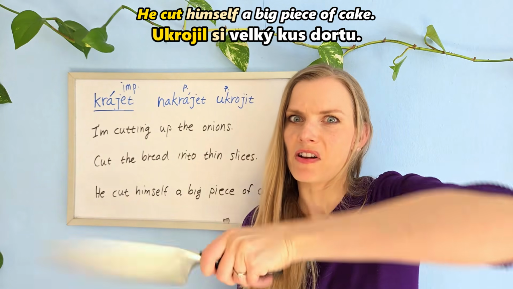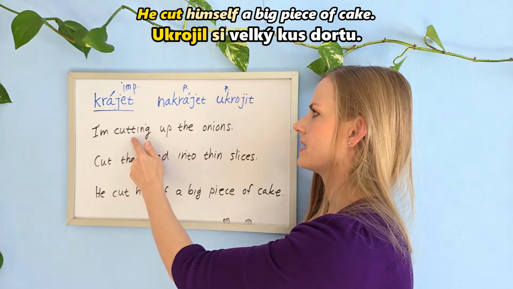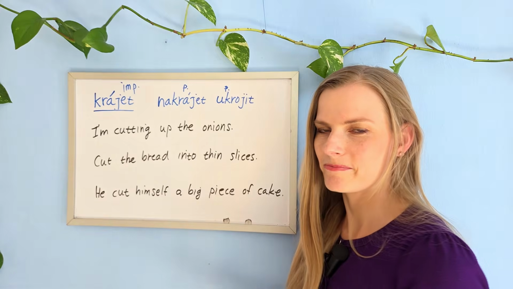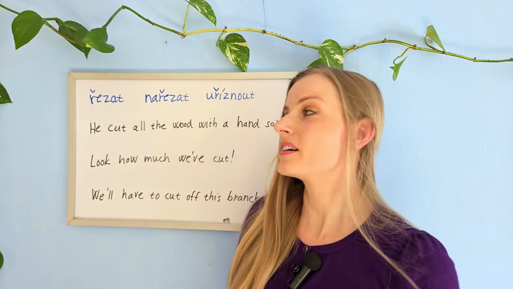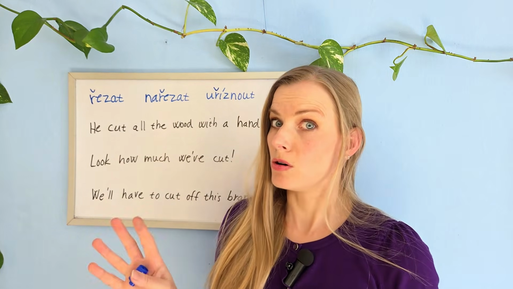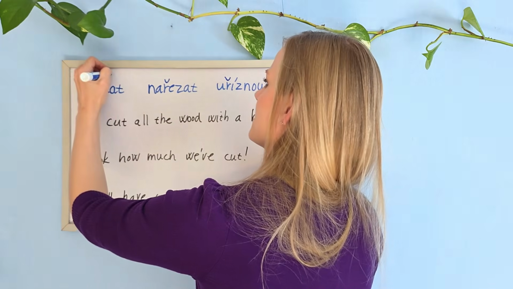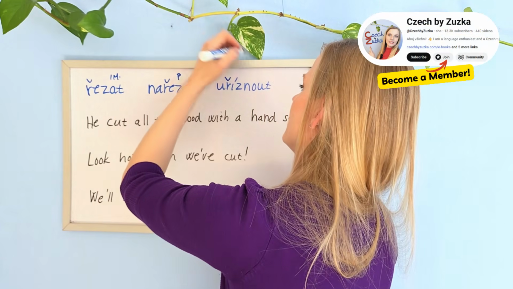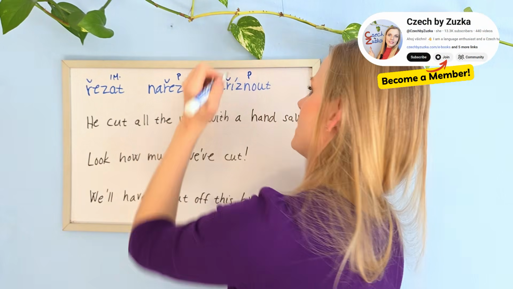Ukrojil si velký kus dortu. Krájet, nakrájet, ukrojit. And now we are cutting with a saw. Řezat. This is the imperfective verb. This is the perfective. Nařezat. And uříznout is perfective as well.